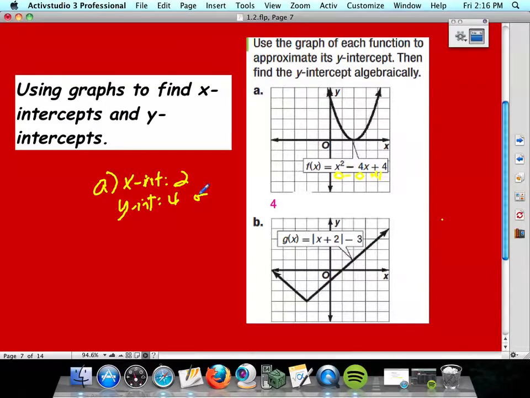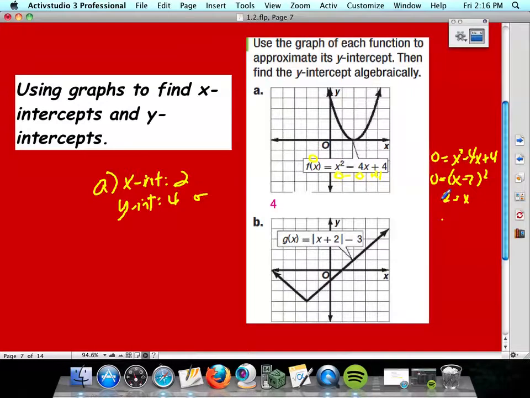The x-intercept, what you would do is you put 0 in for y to prove it algebraically. So it would be 0 equals x squared minus 4x plus 4. And if you were to factor that, you would get x minus 2 squared. You're going to end up getting x equals 2, which is what we got over there.